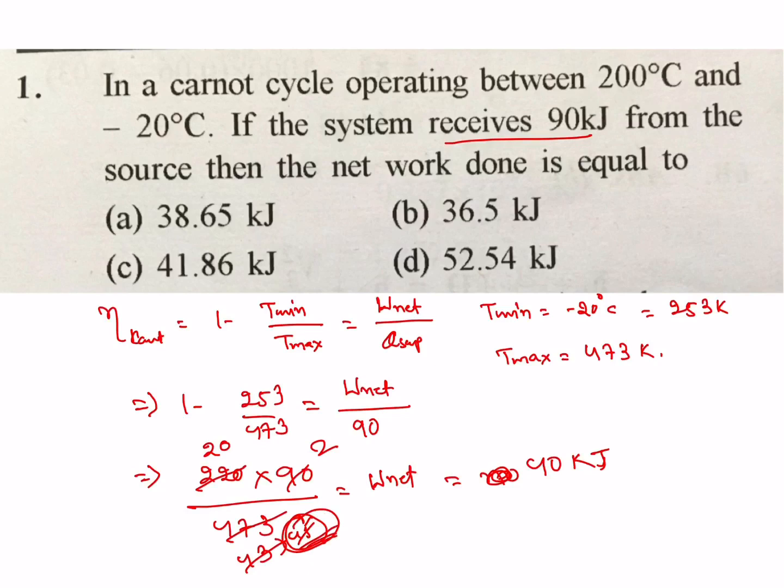So this answer should be greater than 40 kilojoule. 40 kilojoule. Next is C. Yes, C is your correct answer. Approximately 40 kilojoule, 41.86 kilojoule is your exact answer. Without calculator, you have to take approximate value.